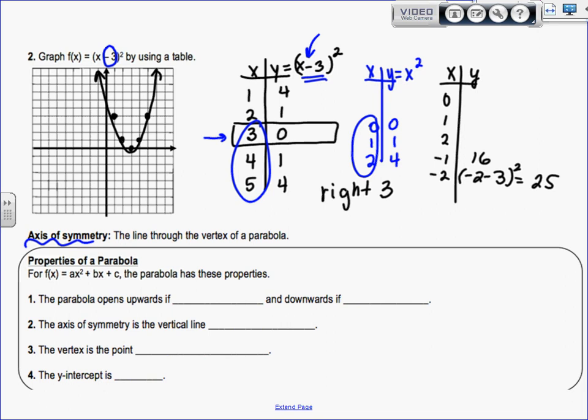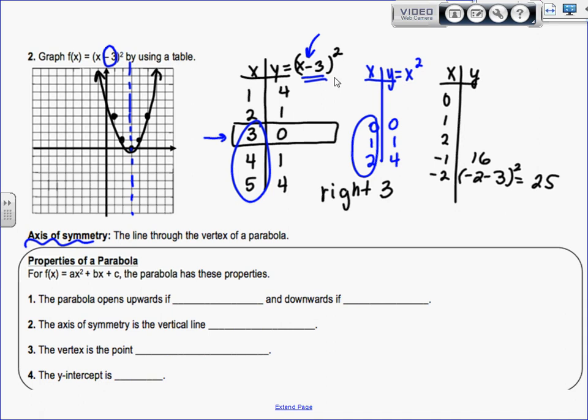That's what an axis of symmetry is. Whatever points you have on the right side, they're going to match up with the ones on the left side when you do the fold line. Okay, so that's the axis of symmetry. The axis of symmetry here is 3. That's what I was putting in the middle, the fold line.